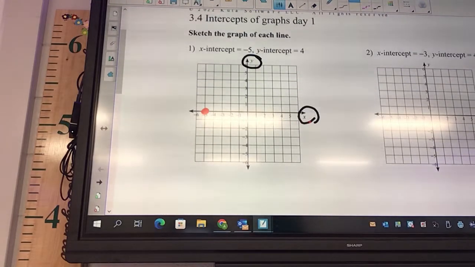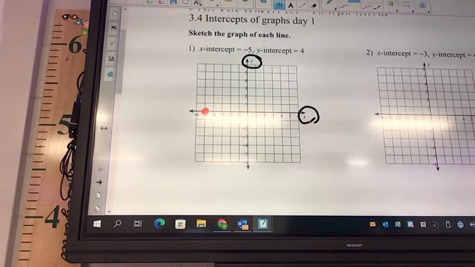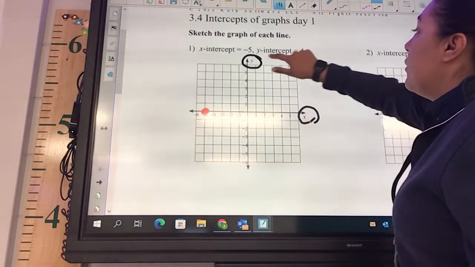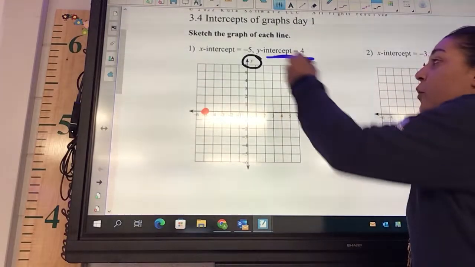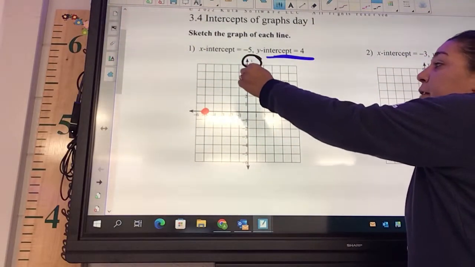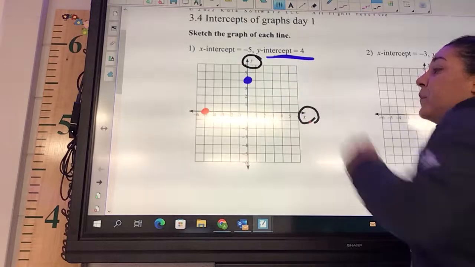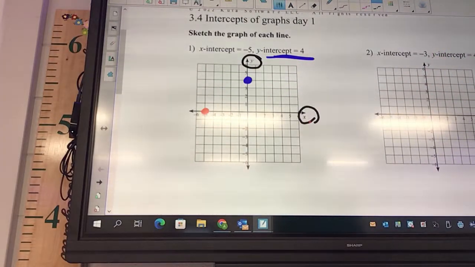Okay, the y-intercept, go to the Y line. Okay, this is our y-intercept. Go to the Y line and find what? 4. So right here's our Y line, and we're going to find 4. And you can put a dot. Okay, make sure your dots are nice and big. Don't give me no little baby dot.